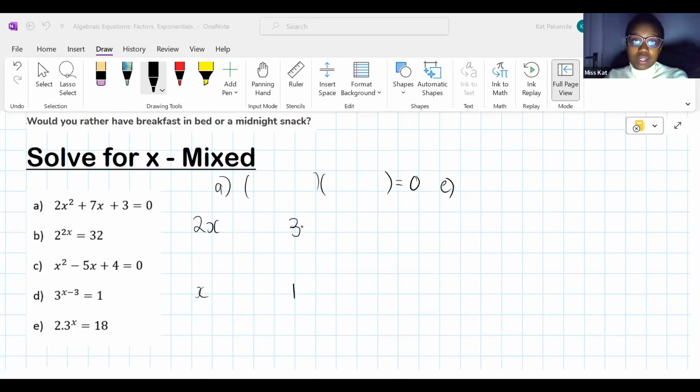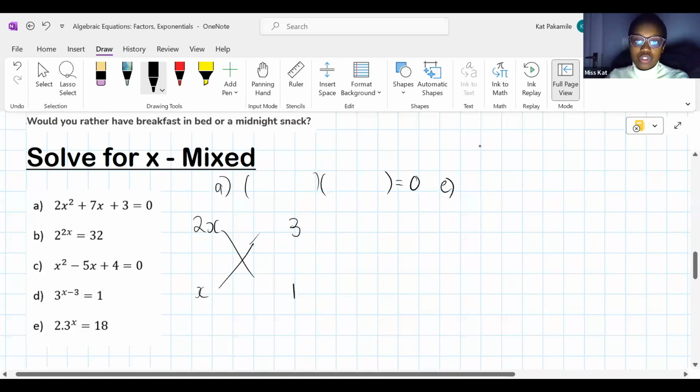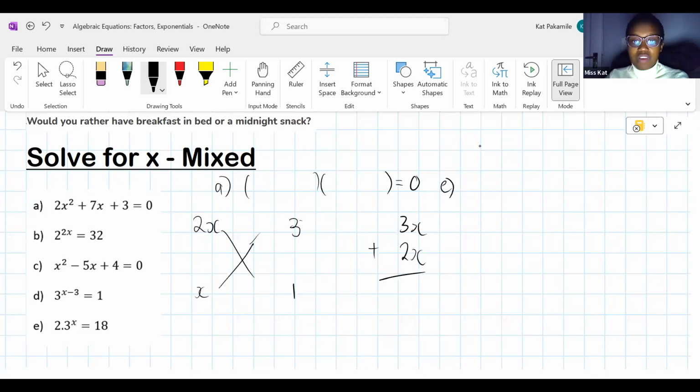So let's see, guys. If we cross multiply these, we're going to have 3 times x, which is 3x, plus 2 times 1, which is 2x. That will give us 5x, and that's not what we want. We want 7x. Do we see that? So that means my factors are in the wrong order.